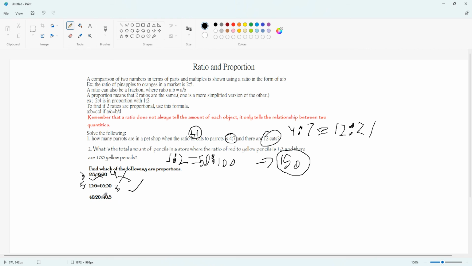And then let's do this one. So now this time we can do A over C. So 40 over 10 is equal to 4, and then 20 over 5 is also equal to 4. So this is also proportional. So the only one that's not proportional is this one right here.